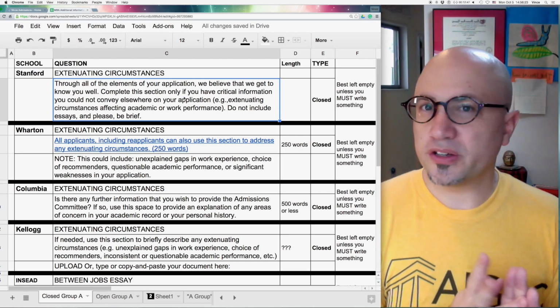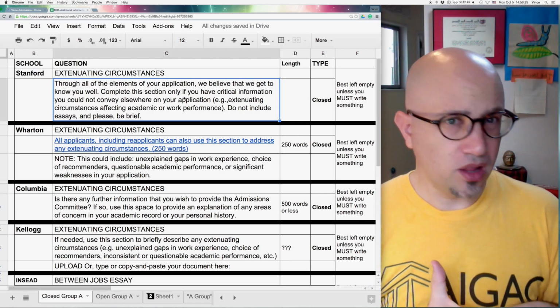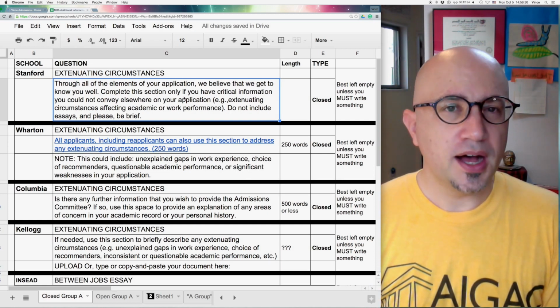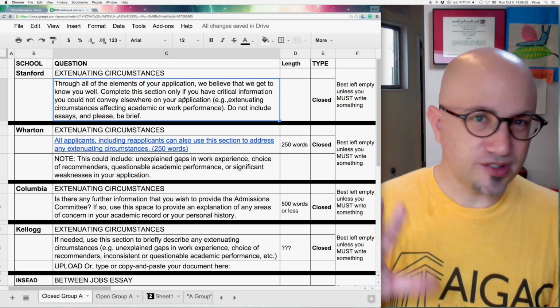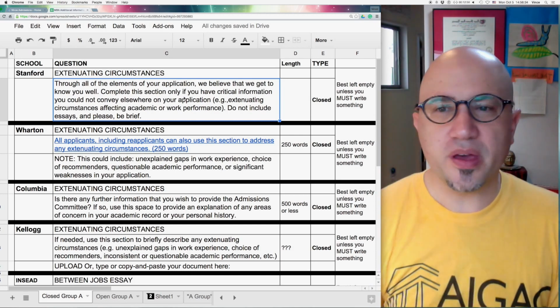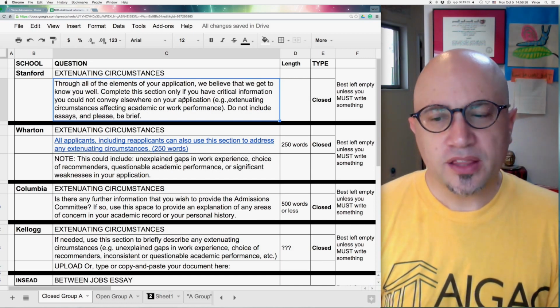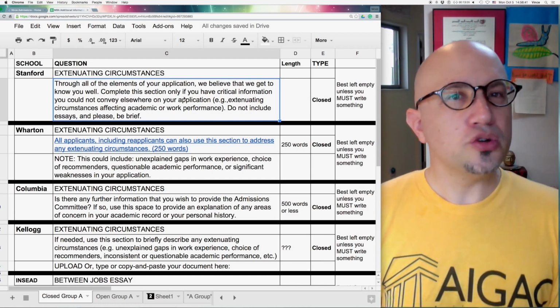Definitely more than Wharton, certainly more than Columbia, a lot more than Kellogg. Kellogg and MIT, the online application forms are pretty minimal. Chicago as well. Stanford asks for most of all. And so here they're basically saying, don't tell us anything else unless. So this is what I call a closed type of question.